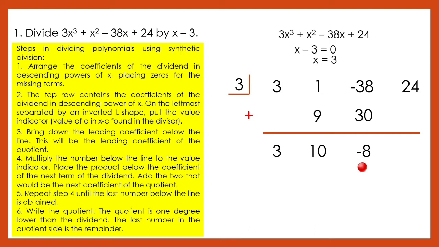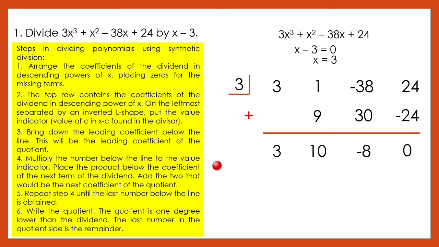So, hindi pa tayo natatapos. Ulitin ulit natin yung step 4. Negative 8 times 3 is negative 24. And then, add 24 plus negative 24 is 0. Okay, so, tingnan nyo yung dulo. Kung 0 ang dulo niya, ibig sabihin wala siyang remainder. Pero kung hindi 0, meron siyang remainder.